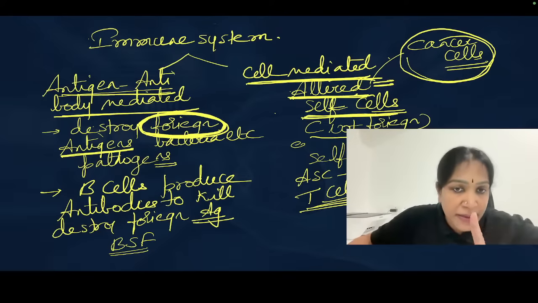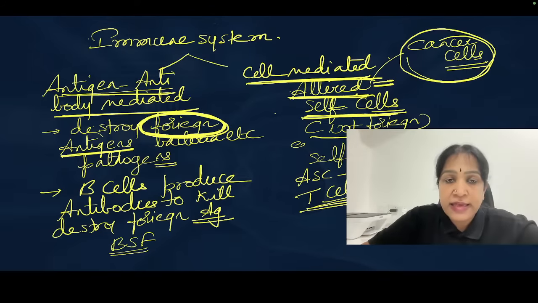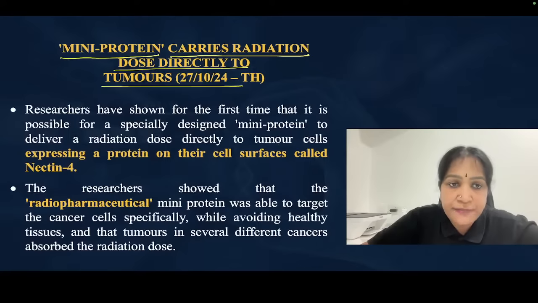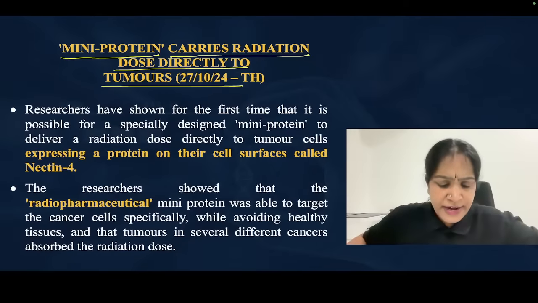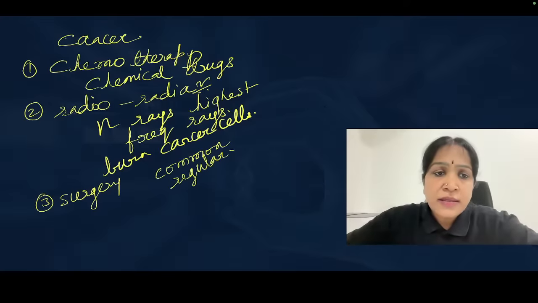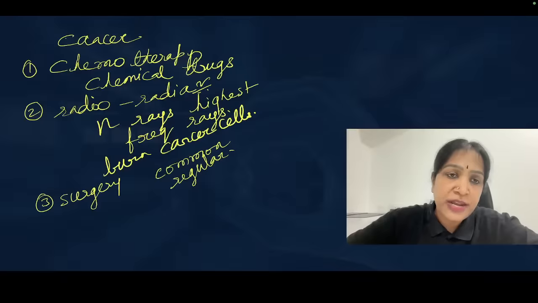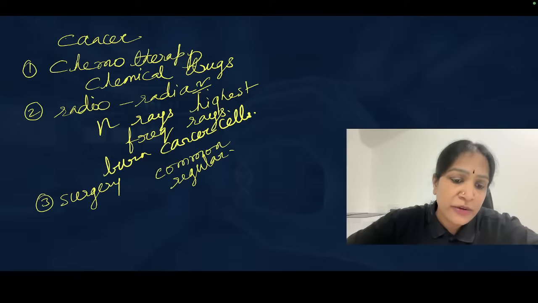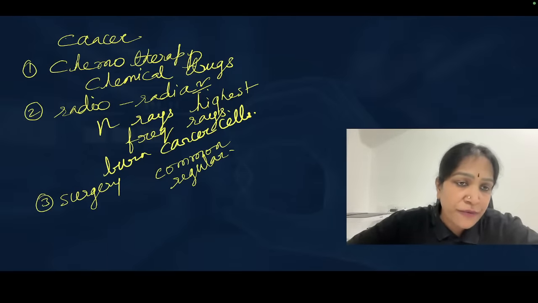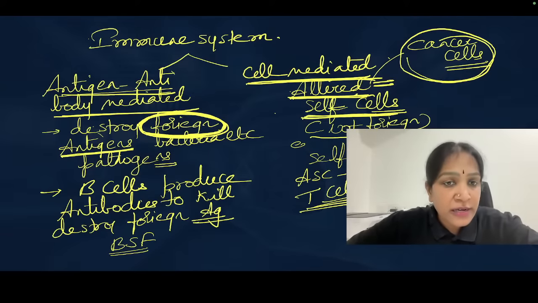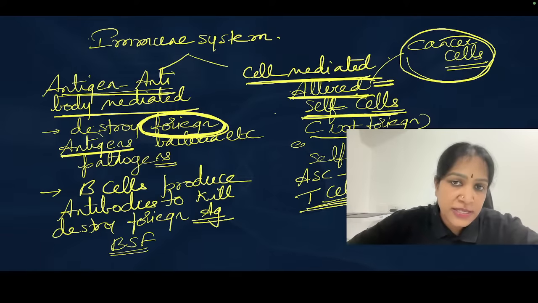Is it clear? Not B cells. T cells kill the cancers, not B cells. Is it clear? Okay, now let us first read this article. This is all the background information. I have given two pieces of background information. First one is what are the regularly used methods of cancer treatment. Second one, an overview of the immune system.